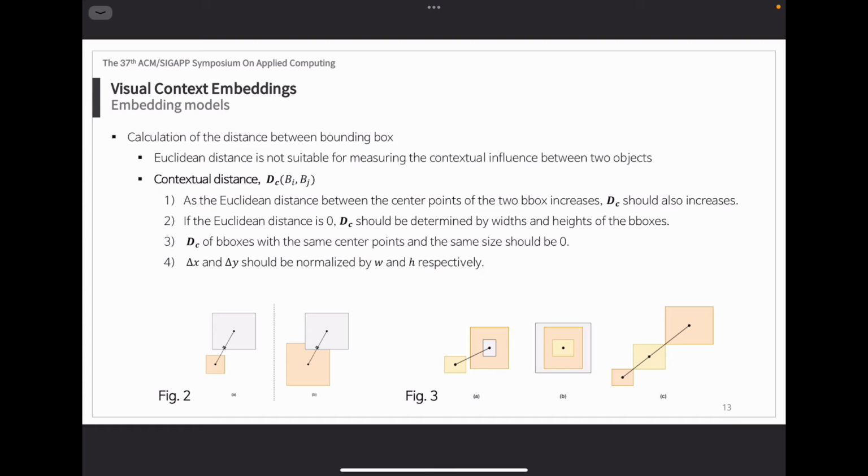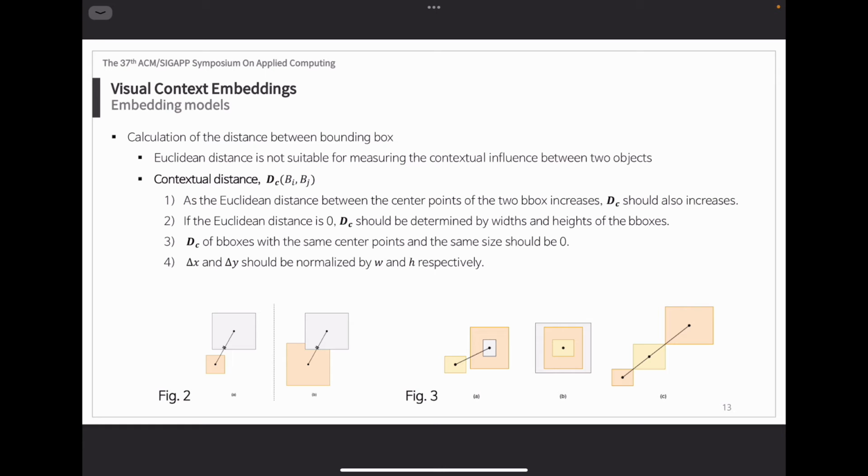When calculating the distance between two bounding boxes, using the Euclidean distance between the center points of each bounding box is the simplest idea. However, Euclidean distance is not suitable for measuring the contextual influence between two objects. For example, as shown in Figure 2, even when the Euclidean distance is the same, the correlation between the two objects may vary depending on the size of the bounding box. We propose a contextual distance which should obey the following properties.